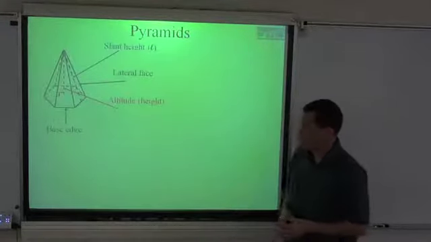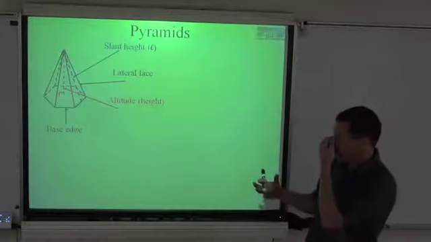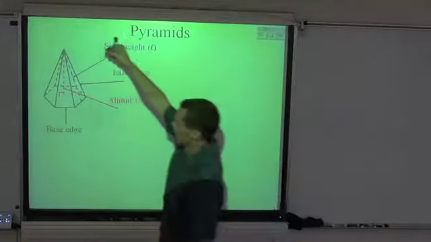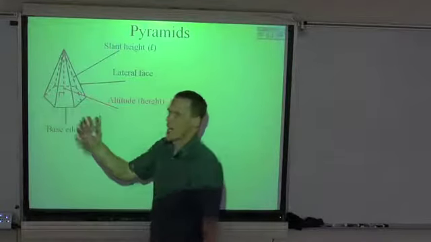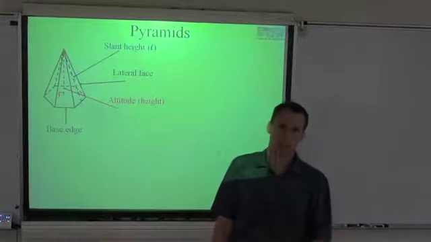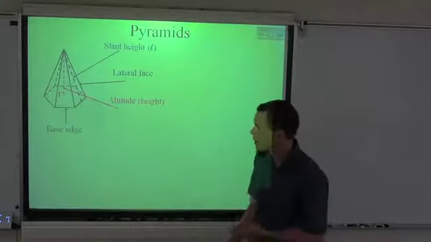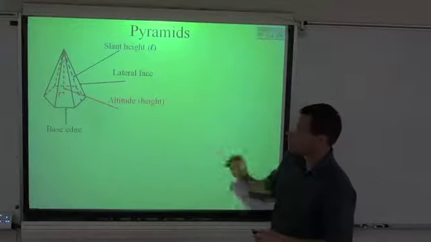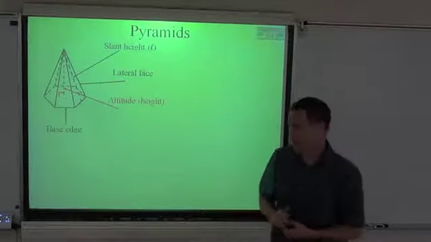So, pyramids have one base, and then all the faces from the base come together at a point. I've chosen to use a hexagon-based pyramid because it's uncommon. You've all seen pyramids with square bases. So this is a hexagon-based pyramid. There are four major parts that we have to be able to identify.